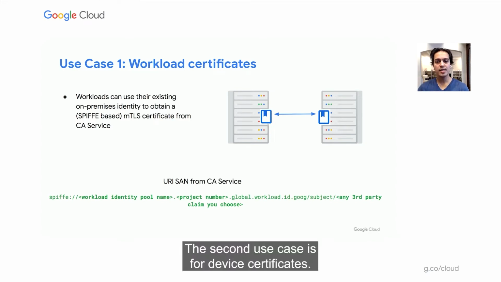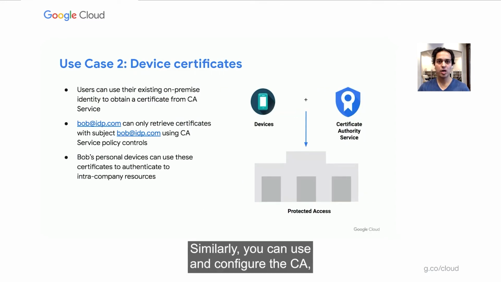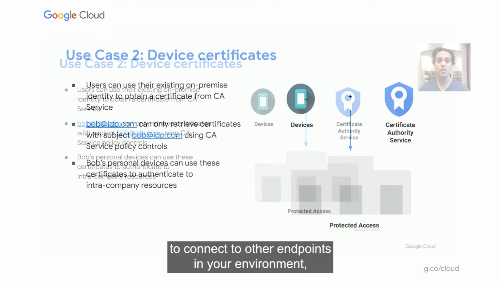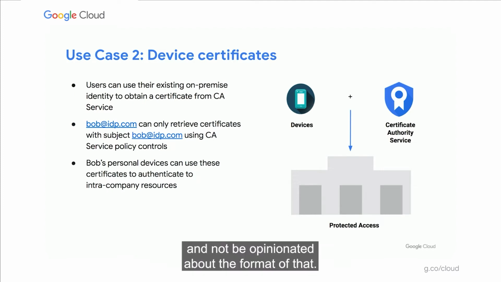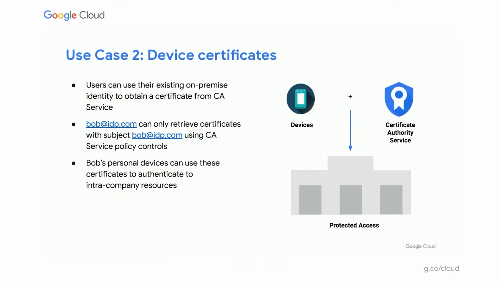The second use case is for device certificates. Similarly, you can configure the CA to issue certificates to devices that you can then use to connect to other endpoints in your environment, including Wi-Fi endpoints, for example. And you can see that we're trying to democratize the endpoint and not be opinionated about the format of that.